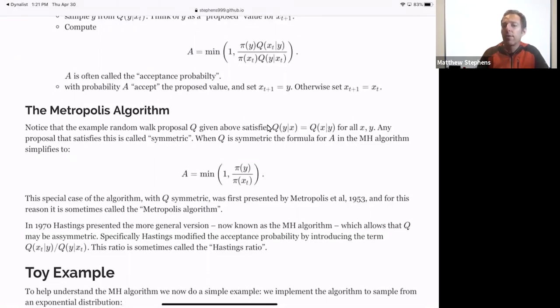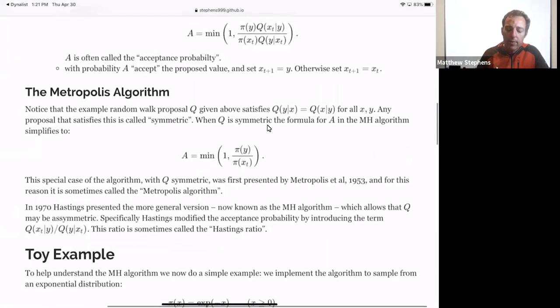So the Metropolis algorithm is just the case where Q is symmetric. The Metropolis-Hastings is the more general case where Q can be asymmetric. So let's look at the Metropolis algorithm for a moment. Let's consider the special case where it's symmetric. What you can see is that the acceptance probability is going to be big if y has a high value of pi relative to the current value of pi, or at xt. So we tend to accept moves that are proposed where pi is big, and we tend to reject moves and stay where we are if we're proposing to reduce pi.